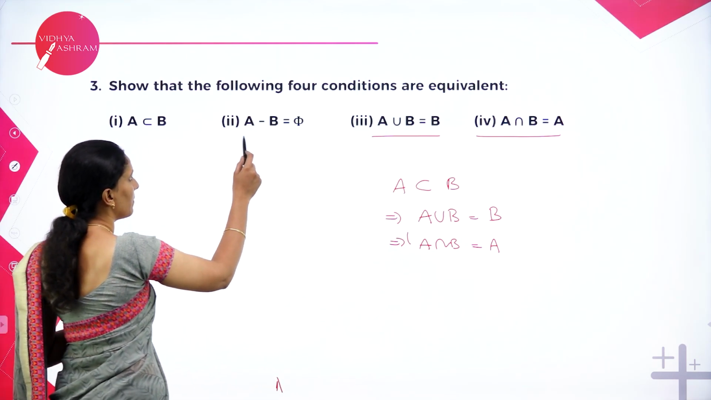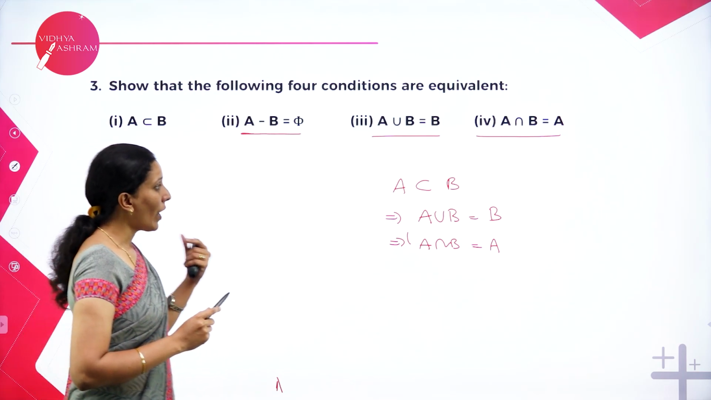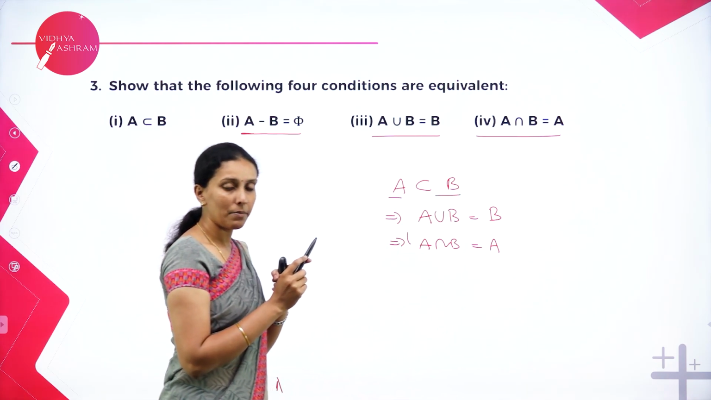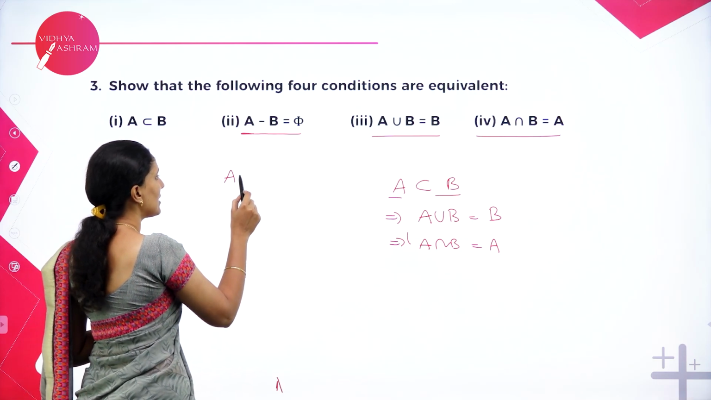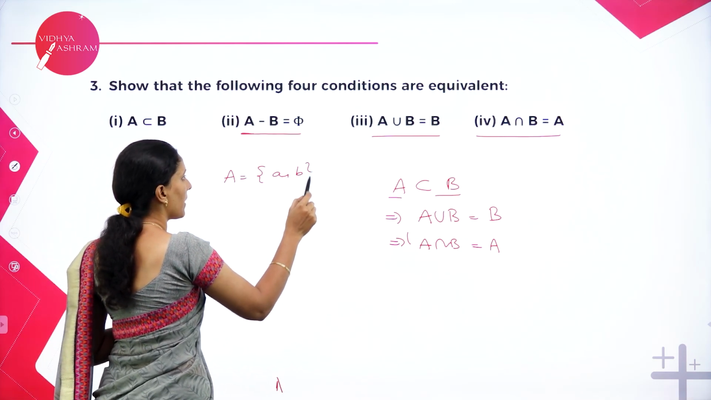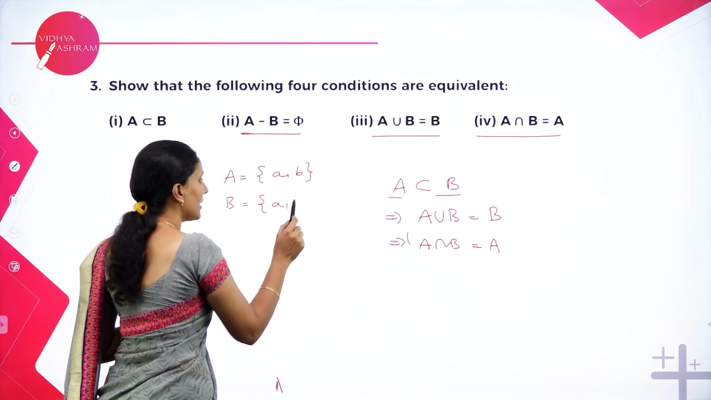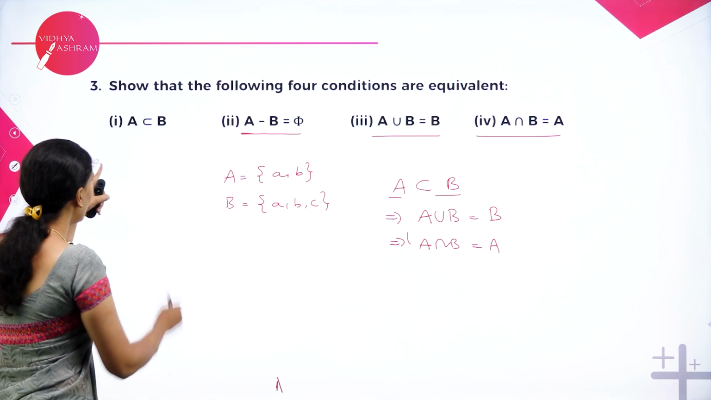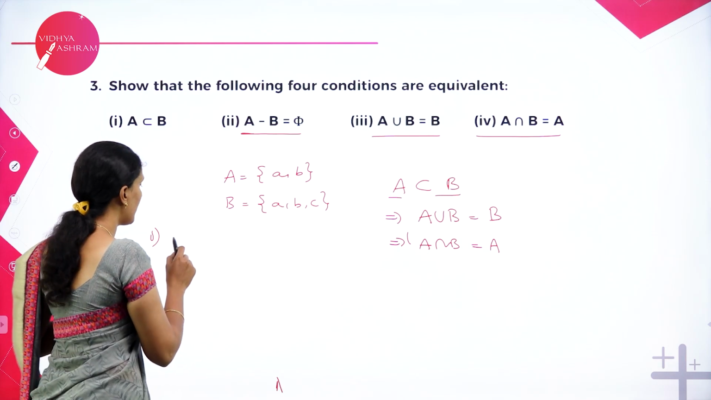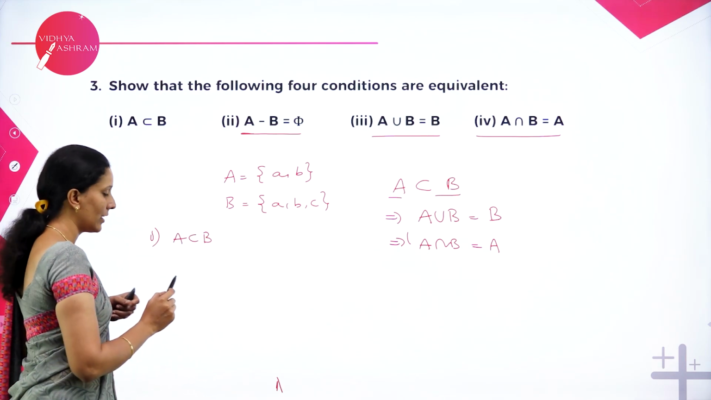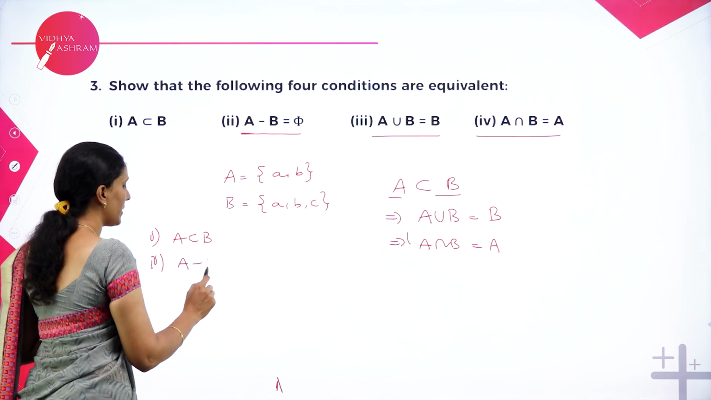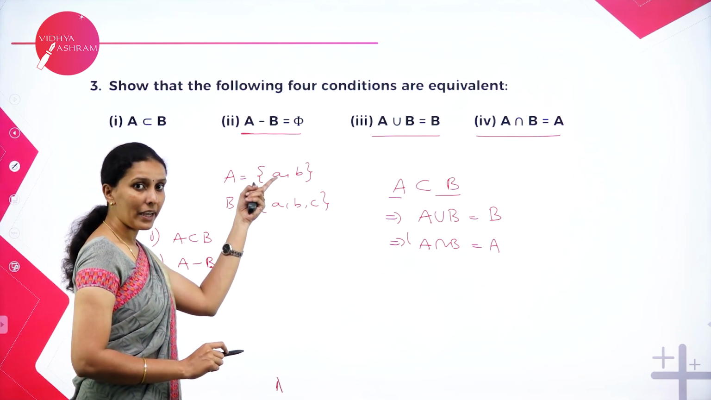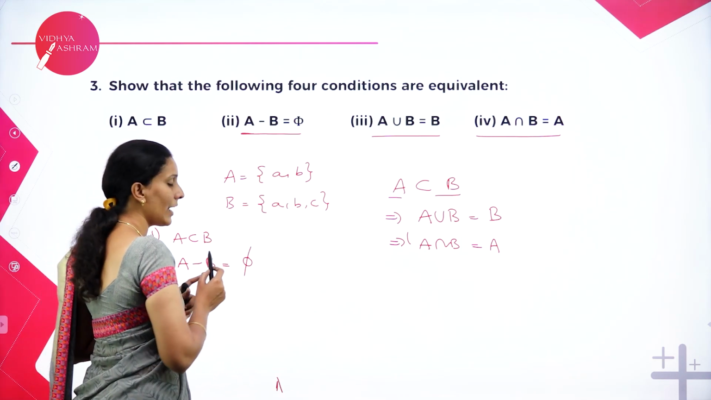And coming to the second statement here, A minus B is empty. So why is A minus B empty? Because we know that A is a subset of B. Let me take an example, set A as {a, b} and set B as {a, b, c}. Clearly we can see according to the first statement, A is a subset of B. It is satisfied. Second statement, you see A minus B. A minus B means elements in A but not in B. We don't have any element inside A which is not in B. So therefore it is clearly an empty set.